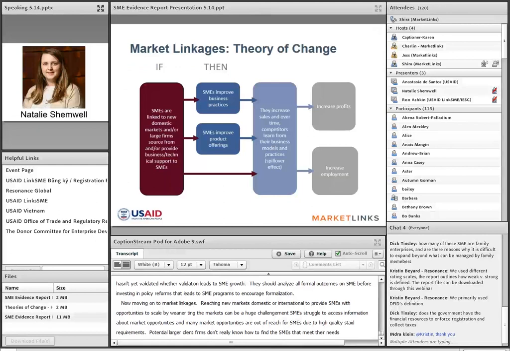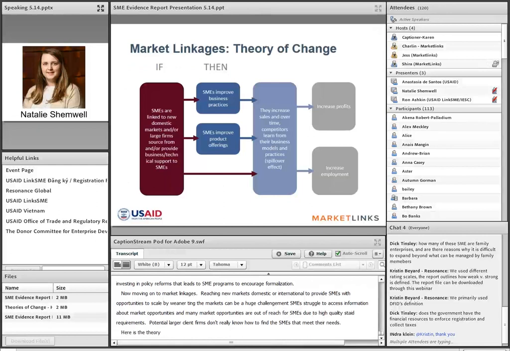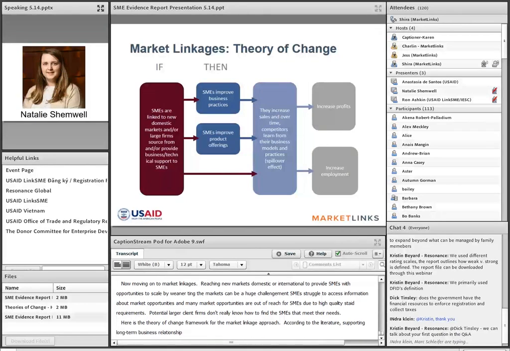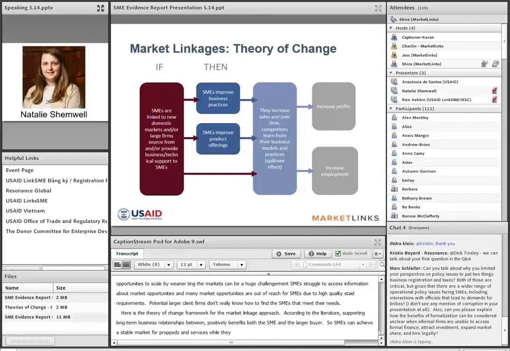So here's the theory of change framework for the market linkages approach. According to the literature, support for the development of long-term business relationships between SME suppliers and larger buyer firms positively benefits both the SME and the larger buyer firm. So SMEs can achieve a stable market for their products and services while the large buyer firm expand their base of suppliers and are able to supply them with quality products and services.